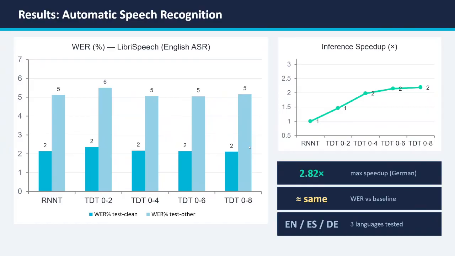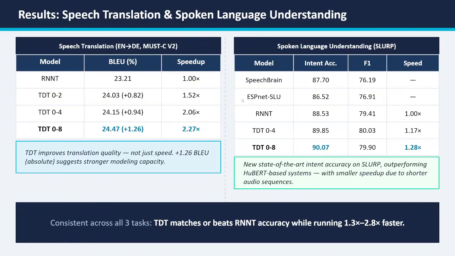The curve on the right also shows that as the maximum jump increases, the speedup increases. However, you hit diminishing returns around a duration of 6 to 8. On speech translation tasks, TDT isn't just faster, the quality actually improves. BLEU scores increased by over 1 absolute point. This indicates that explicit duration modeling helps the model align audio and text better.